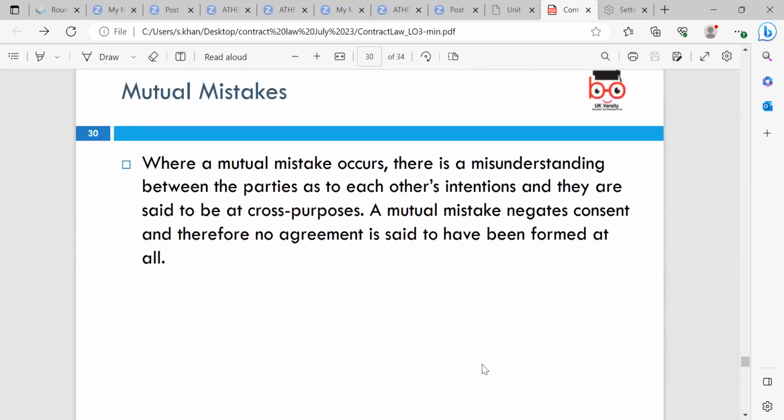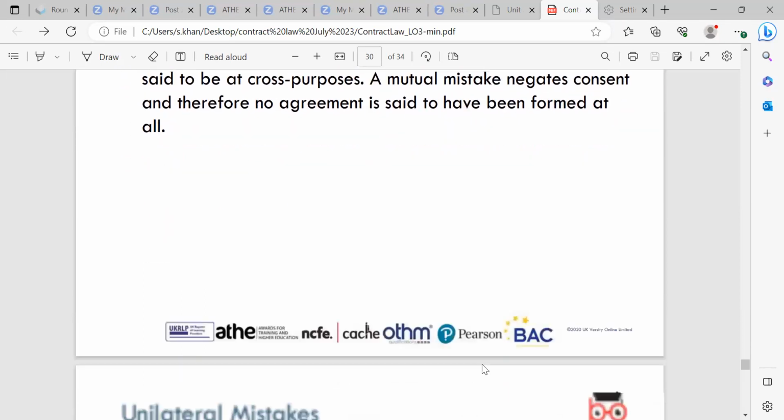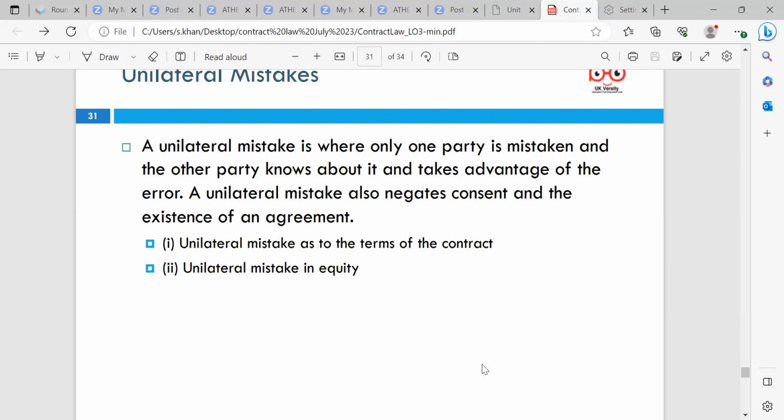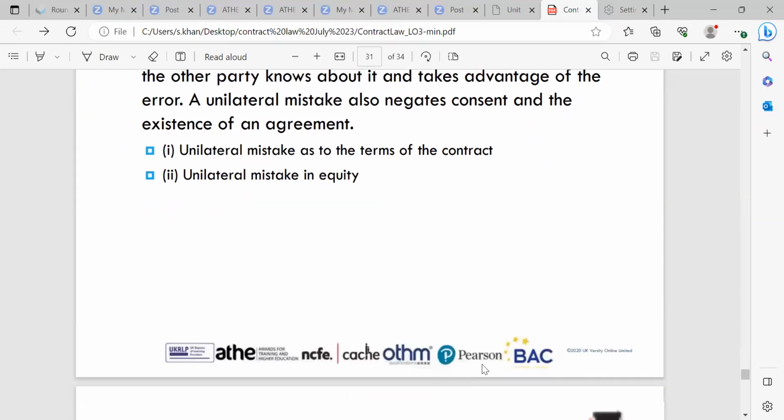Mutual mistake is where there's misunderstanding between the parties as to each other's intentions, and they are said to be at cross purposes. A mutual mistake negates consent, and therefore no agreement is said to have been formed at all. Then you've got unilateral mistakes. Unilateral mistake is where only one party is mistaken and the other party knows about it and takes advantage of the error. A unilateral mistake also negates consent and the existence of an agreement. Number 1, unilateral mistake as to the terms of the contract. And number 2, unilateral mistake in equity.